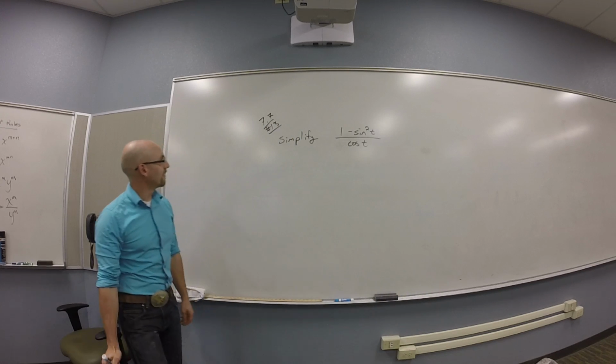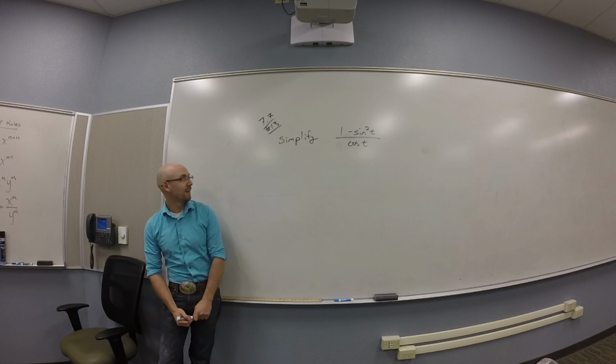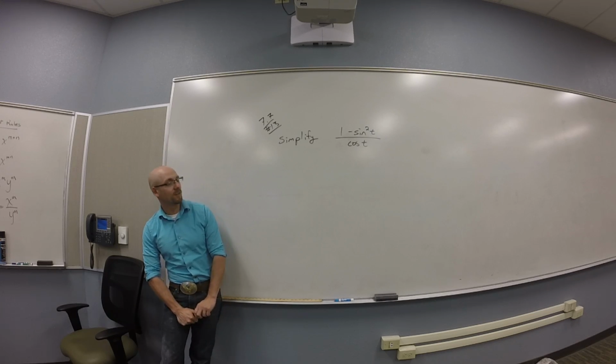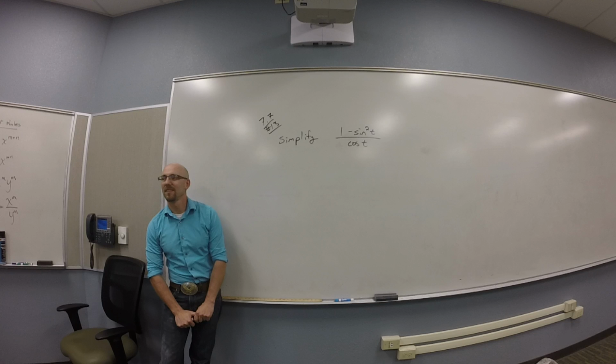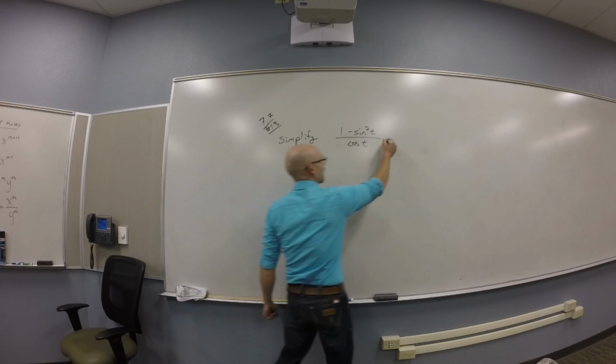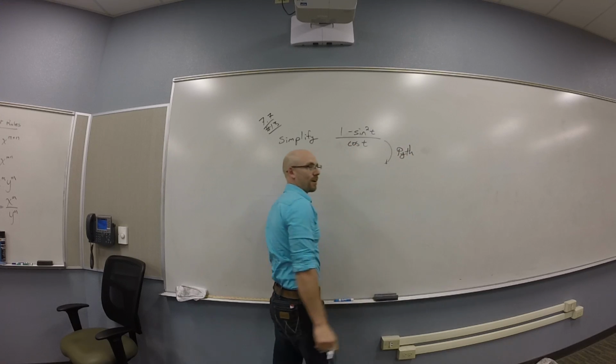Okay, so this is number 13 in 7.7, where they would like me to simplify 1 minus sine squared t over cosine t. Oh, that's a good idea. You guys all see that? You can use the Pythagorean identity on the top there.